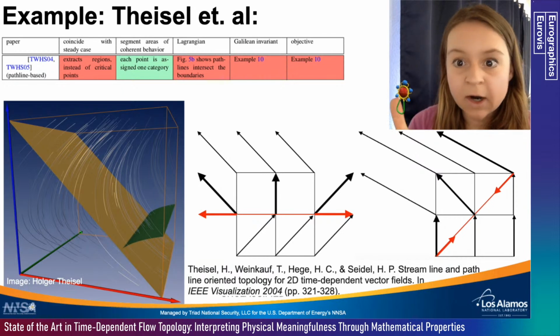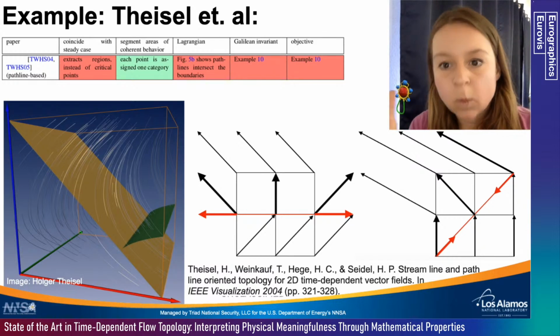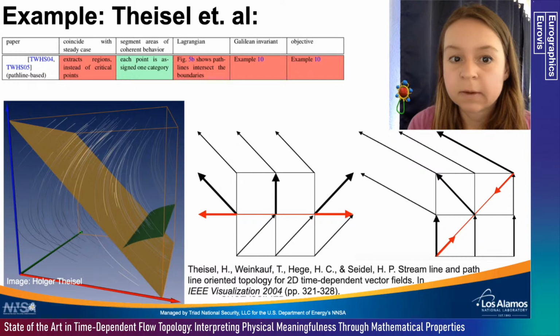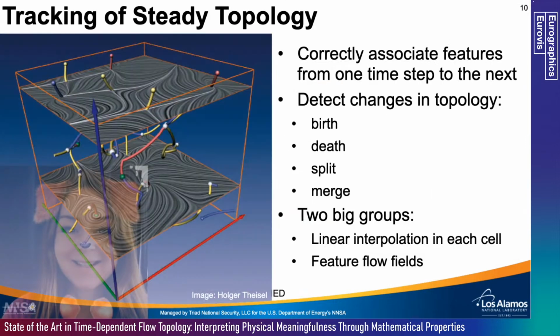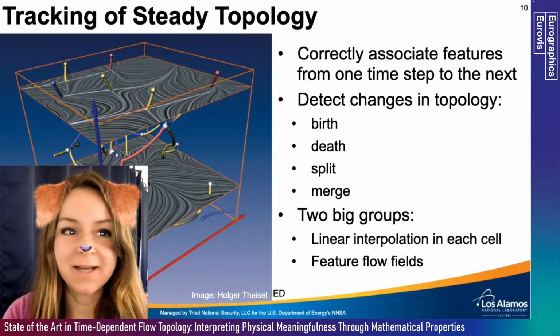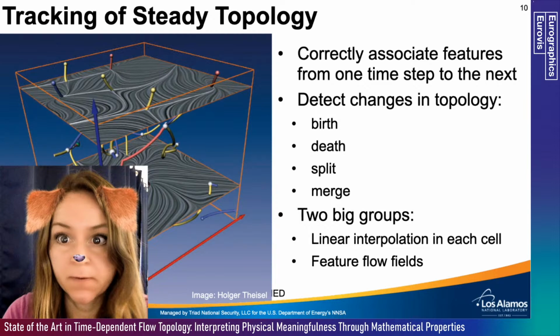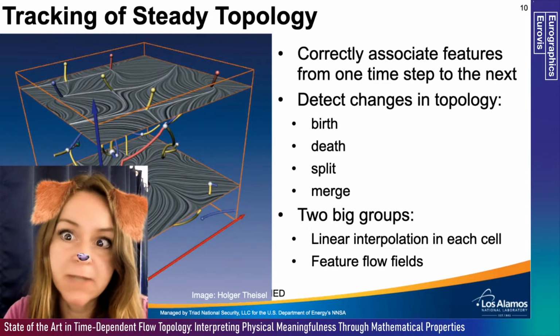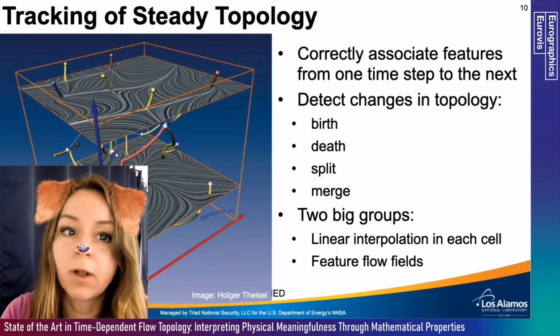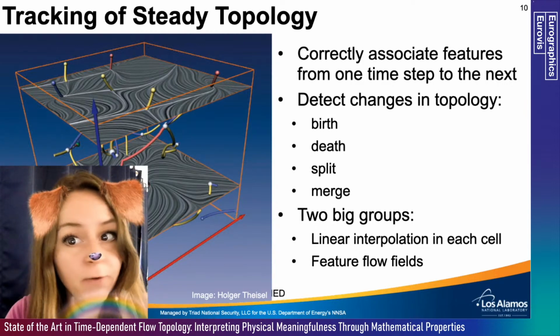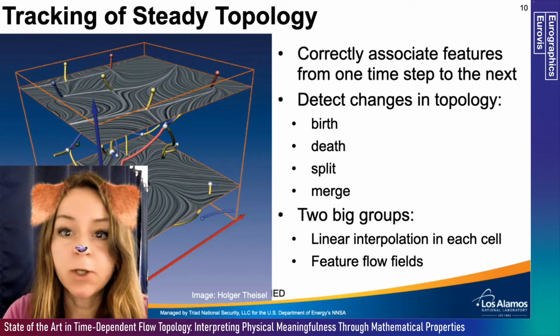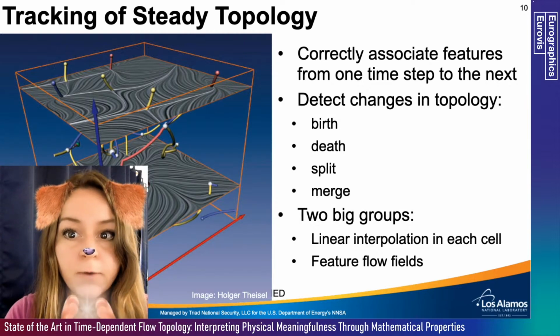So their idea was really seminal, looking at path lines instead of streamlines, but the way that their method works is not Lagrangian and not Galilean invariant and not objective. Similarly, we did that for all the methods that track steady topology, which is like the first intuitive step when you treat time-dependent data. The challenges there lie in the correct association of features from one time step to the next, and to detect the changes in the topology. That means the birth, death, split, and merge of critical points.